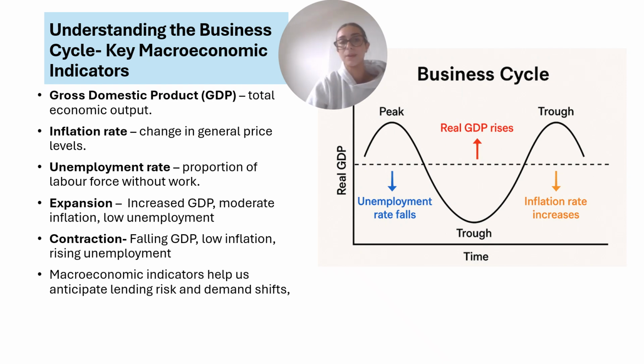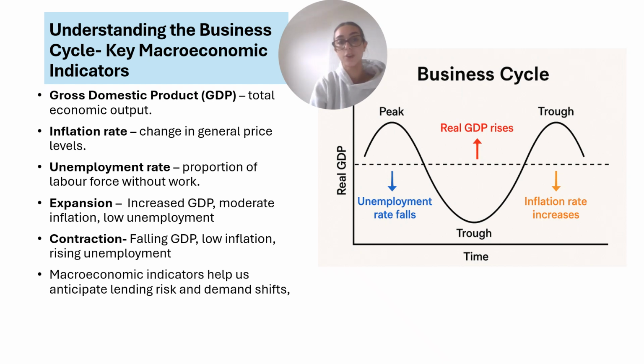Third, unemployment. This represents the proportion of the labour force that is willing and able to work but cannot find a job. Low unemployment usually accompanies economic growth, while rising unemployment often signals a slowdown. Now, how do these indicators provide insight into the business cycle?